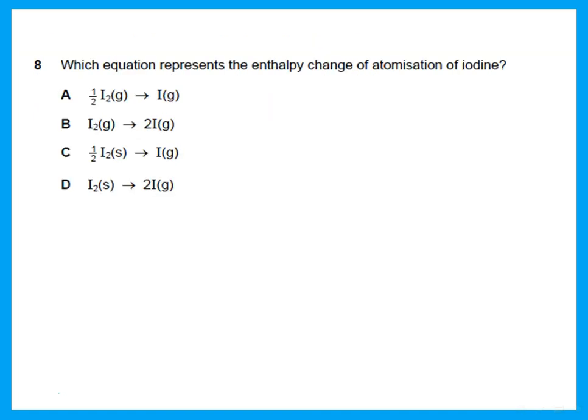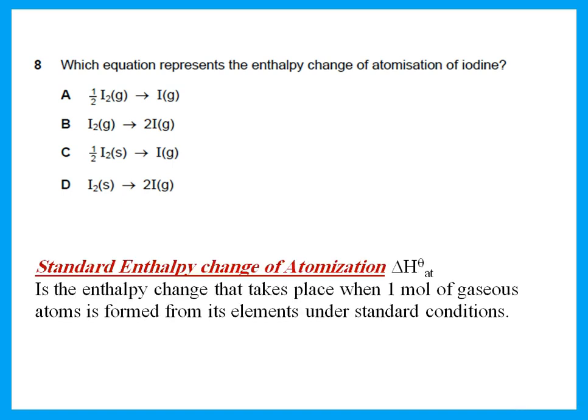Which equation represents the enthalpy change of atomization of iodine? Now, you have to remember the definitions. What is enthalpy change of atomization? You should remember enthalpy change of atomization is the enthalpy change that takes place when 1 mole of gaseous atoms is formed. So first of all, I need to choose the equation that will give 1 mole of atoms.